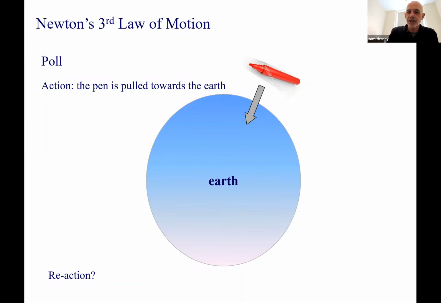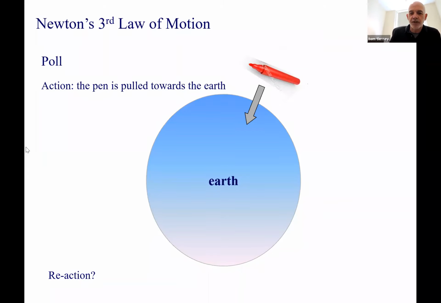What is the reaction? Well, body A pulls body B. The reaction is always that body B pulls body A. So if the pen is pulled towards the earth, the reaction has to be that the earth is pulled towards the pen. Now, if you let go, will the pen fall to the earth? Absolutely it will, but that's not the reaction. That's actually pretty much the action. Will the pen bounce off the earth? Absolutely. And then, of course, when it hits the earth, the earth hits back. That's action and reaction, but that comes later. The pen is attracted to the earth even if you don't let go.